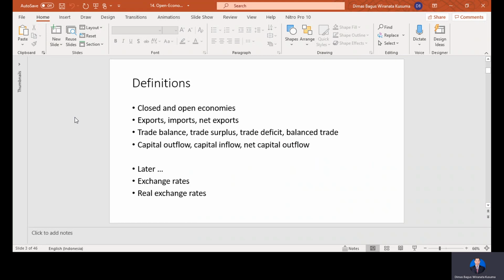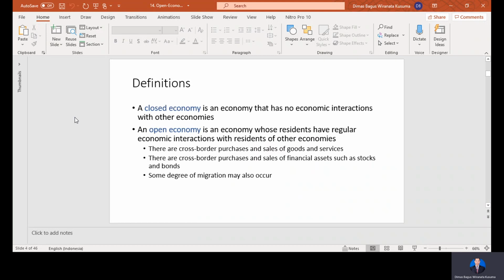And we try to understand closed and open economies, export, import, and net exports, trade balance, trade surplus, trade deficit, balanced trade, capital outflow, capital inflow, net capital outflows, exchange rates, and real exchange rates. A closed economy is an economy that has no economic interactions with other economies. So you are not conducting export and import with other countries. You are self-reliant.